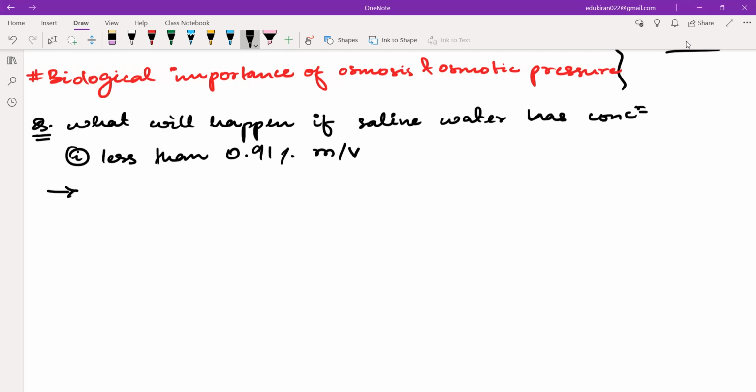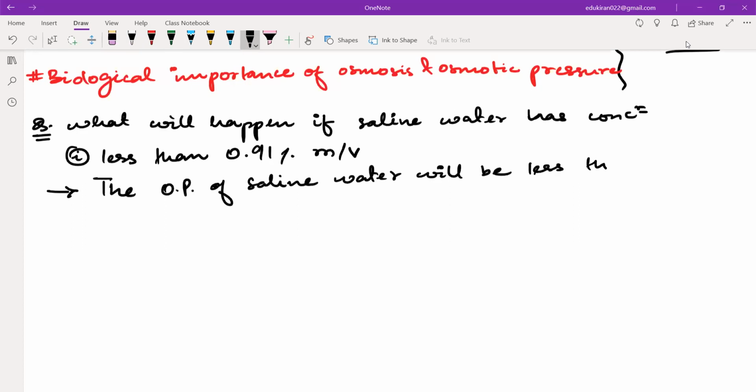Tell me. The osmotic pressure will be less or more? You all know that osmotic pressure is directly proportional to the concentration, right? If the concentration is less than 0.91, that means the osmotic pressure will also be less than that of blood cell. So we will write here: the osmotic pressure of saline water will be less than that of blood cell.